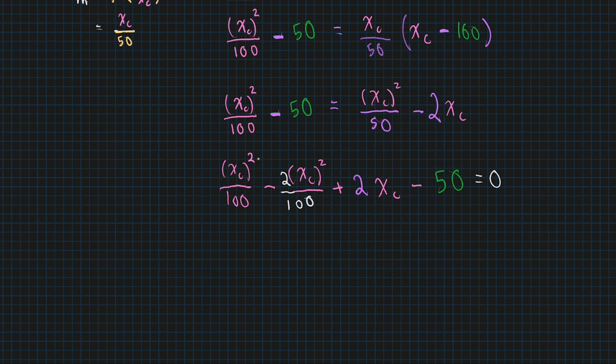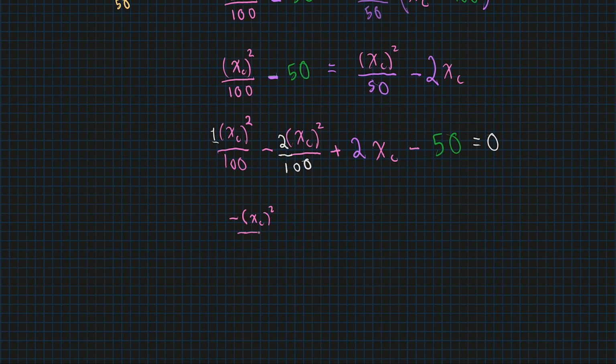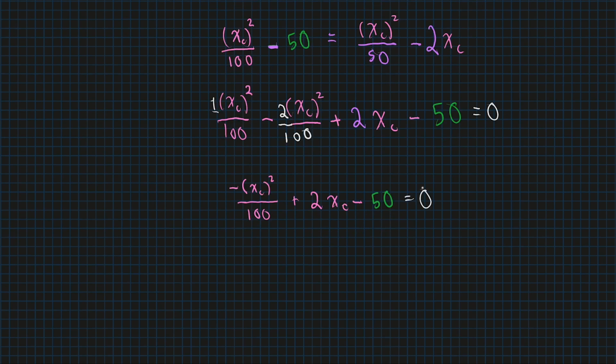All right, so if we just look at the numerator, right? Because when we're adding and subtracting fractions, we look at the numerator after we've got our common denominator. So we've got 1 x sub c squared minus 2 x sub c squared. Well, I'm pretty sure you can figure it out. We've got negative 1 x sub c squared, right? 1 minus 2. And we still have to keep our common denominator. So that is over 100. We've still got 2 x sub c here. And we've got minus 50. And that's equal to 0.